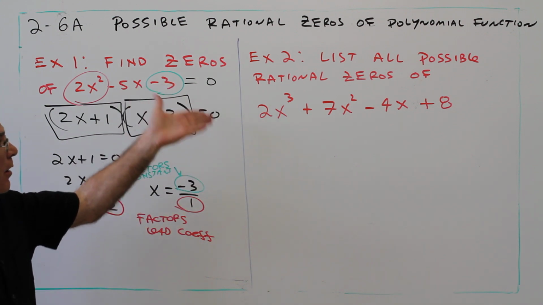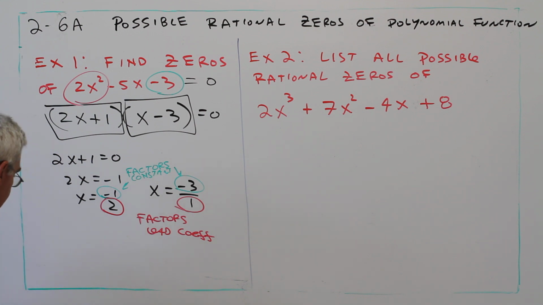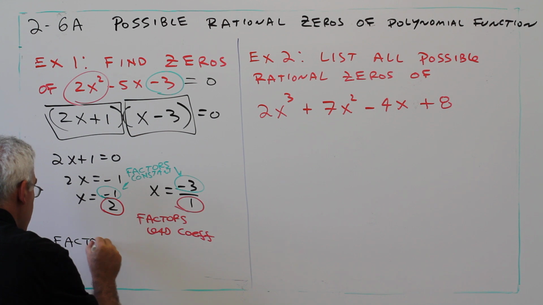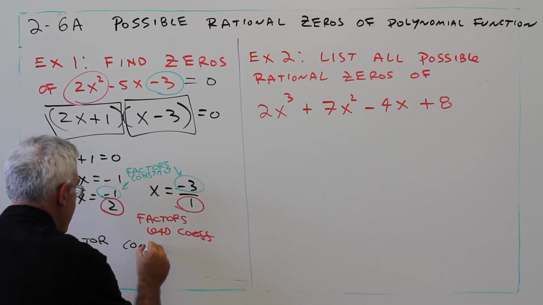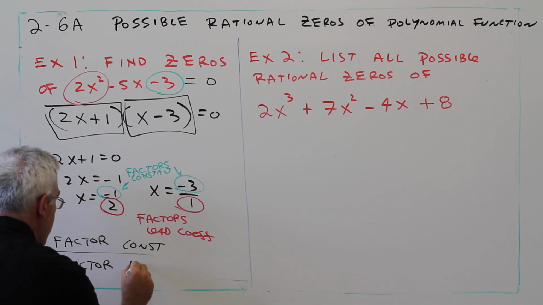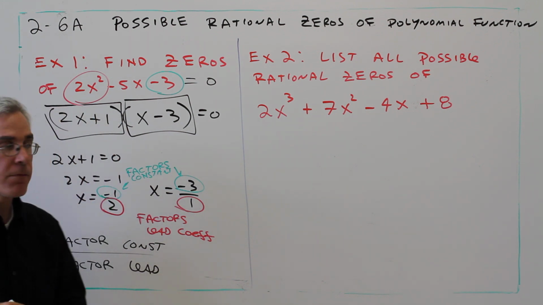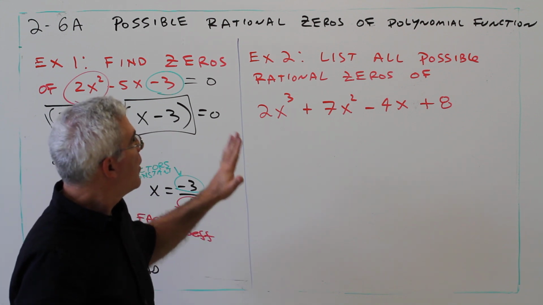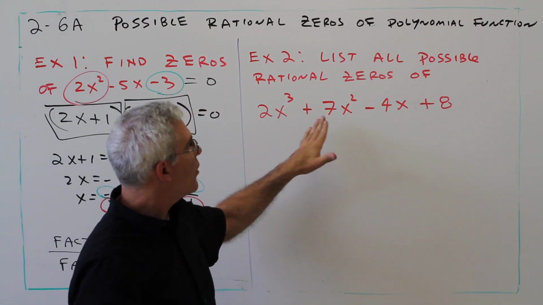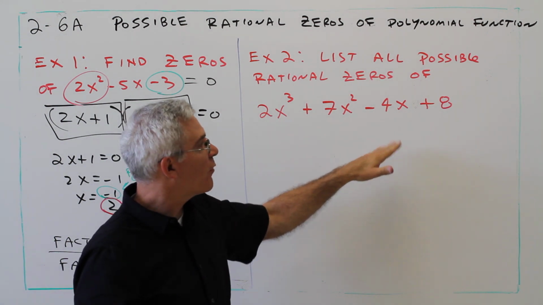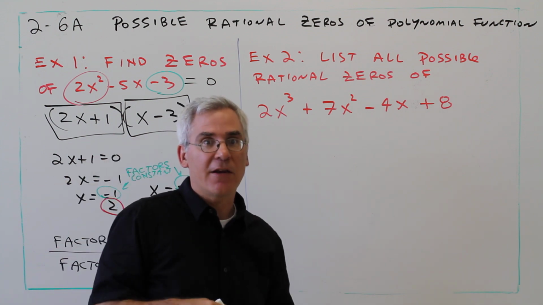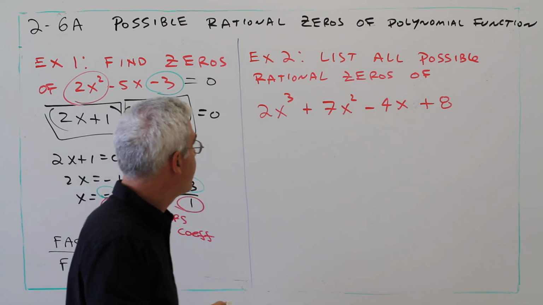And that's how we'll attack this next example. Let me just make a note of that. Factor of constant over factor of lead. Okay, example 2. Just make a list of all the possible rational zeros of 2x cubed plus 7x squared minus 4x plus 8. We don't have to actually find them, we just want to make a list, and later on we'll find techniques to find the actual zeros.